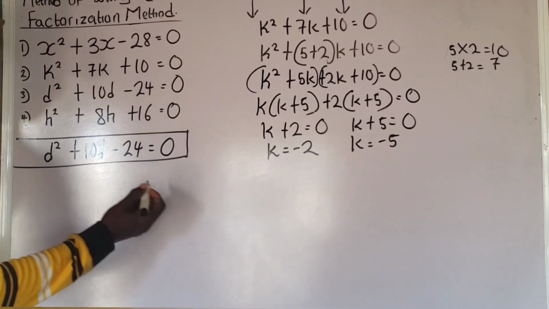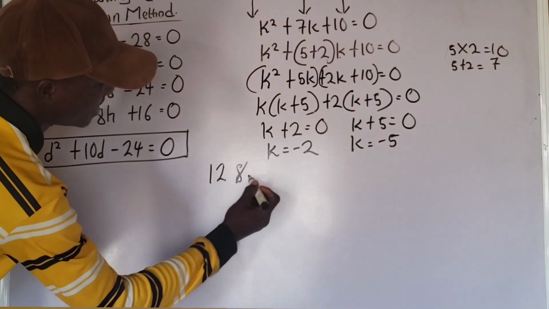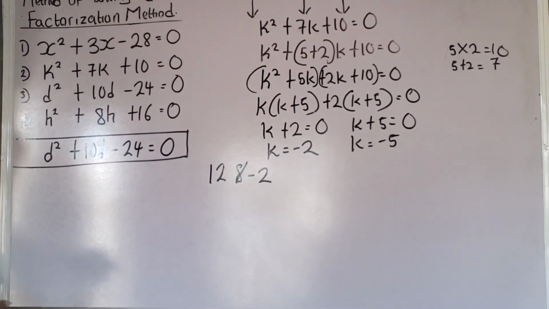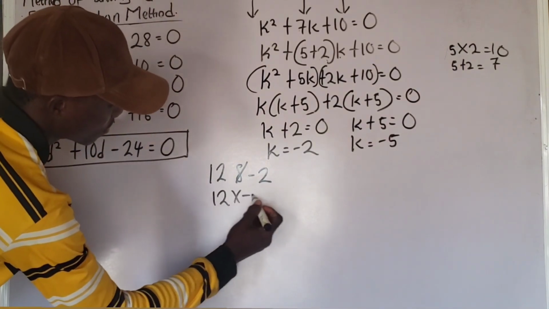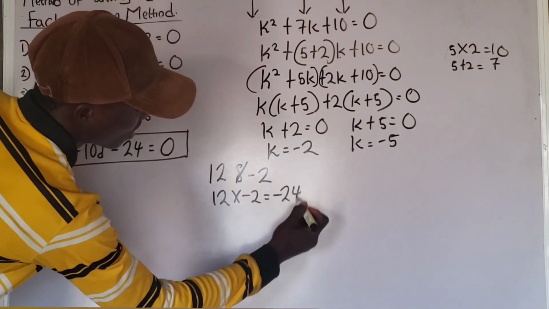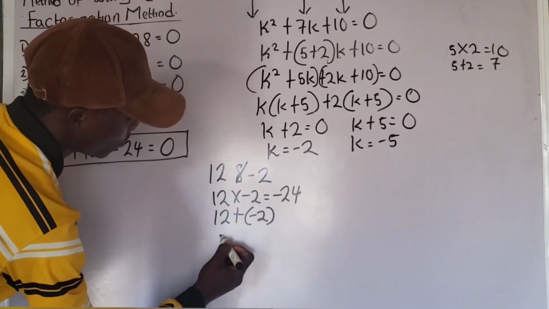The two numbers are 12 and negative 2. You understand? Now, let us take the product of 12 and negative 2. 12 times negative 2 equals to what? Negative 24. And 12 plus negative 2, that will be what?